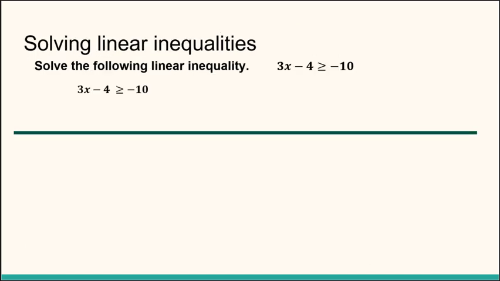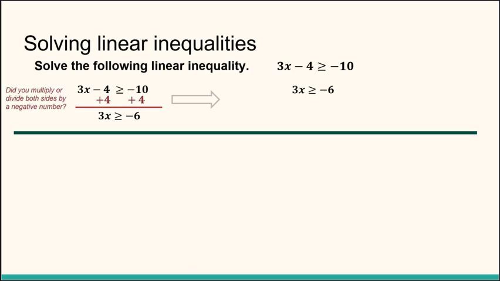Let's solve the following linear inequality. We have 3x minus 4 is greater than or equal to -10. I'm going to do the same thing I always do. I'm going to add 4 to both sides. Now you need to ask yourself this question: did you multiply or divide both sides by a negative number? And I say, no, I added 4. So that means you keep your inequality symbol the same. All right, cool. So we can move on.